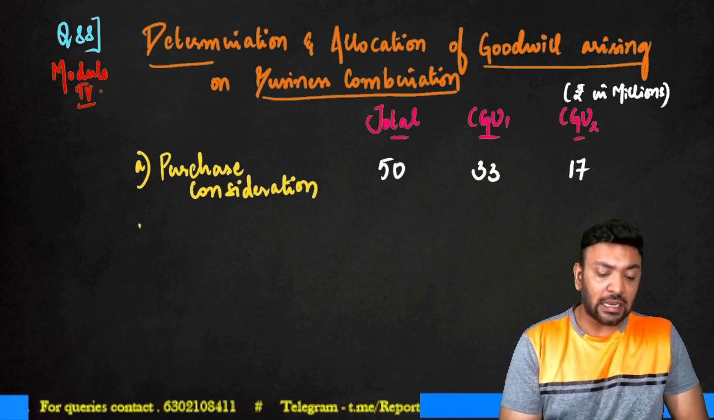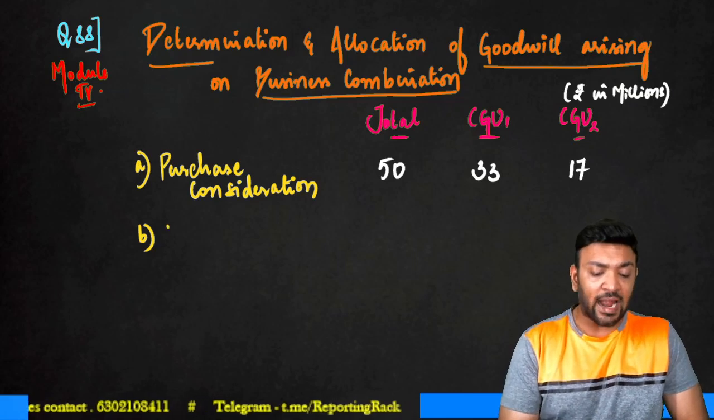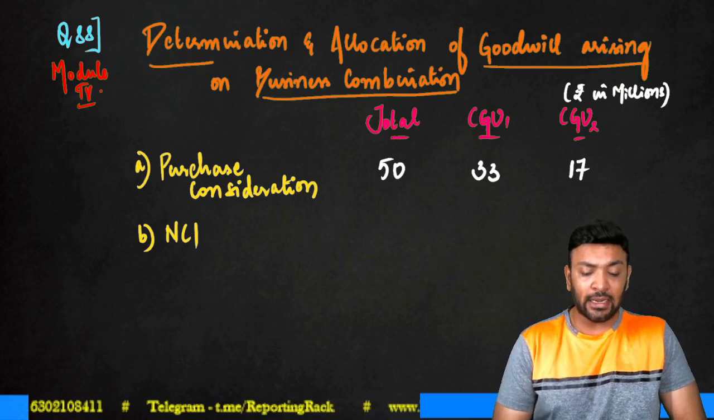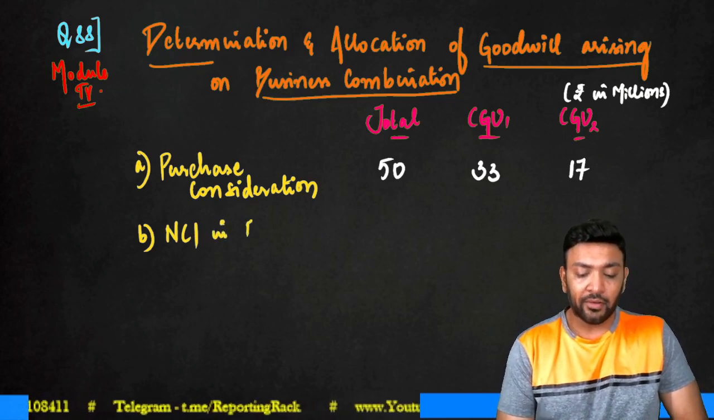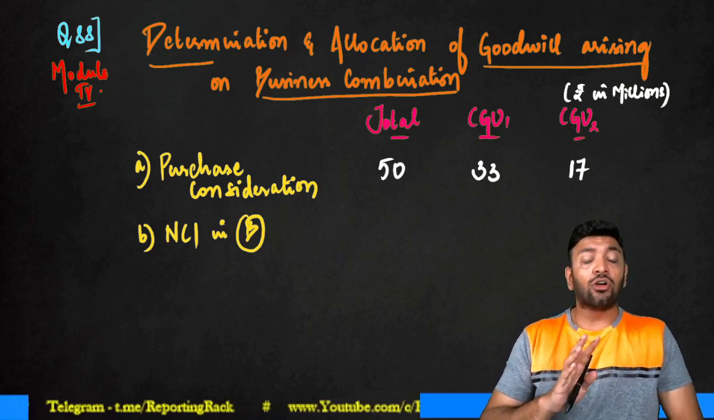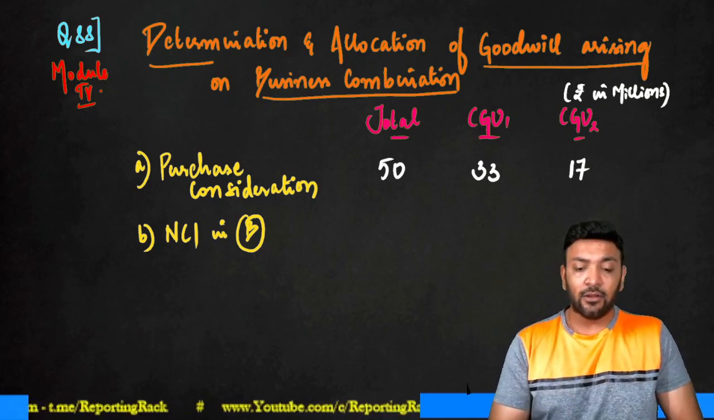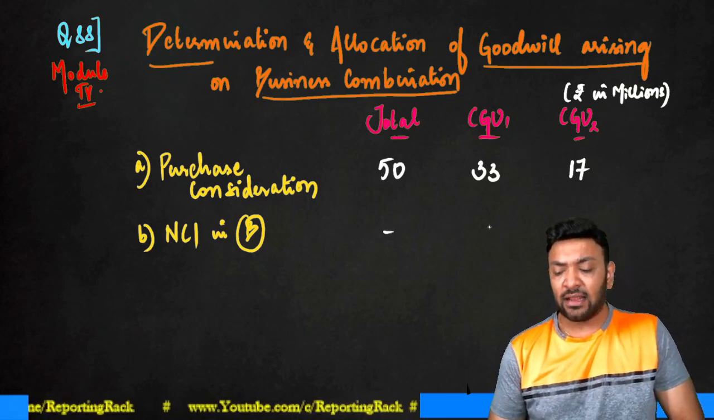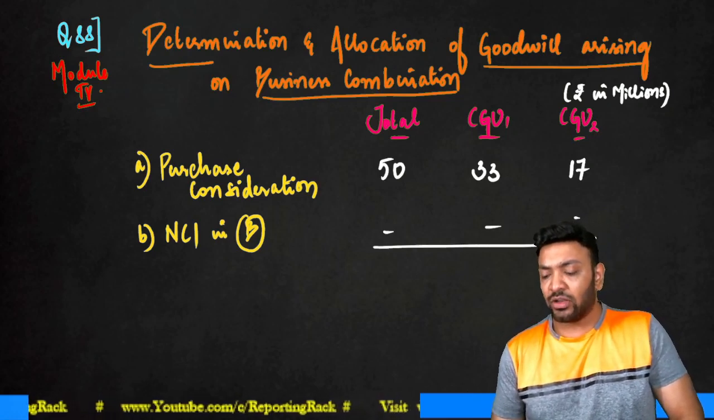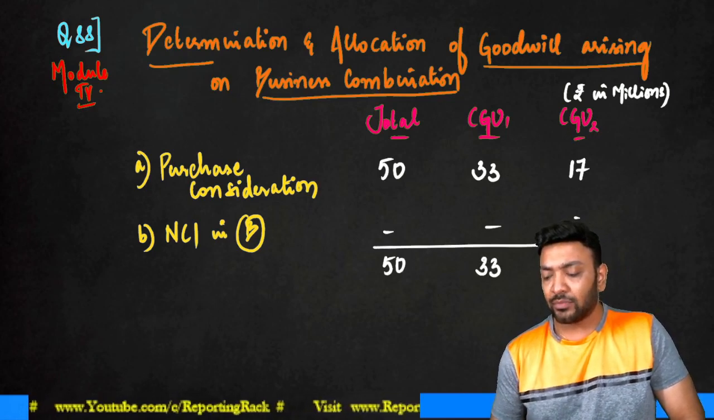To this, like you have understood yesterday as per IND AS 103, we need to add NCI, non-controlling interest, in entity B. Guys, he said he acquired B Limited. So he did not say he acquired only 80% of B Limited, 40% of B Limited, nothing he said. Therefore, I can definitely say that there is no NCI at all. So that means the total is 50, 33, 17.